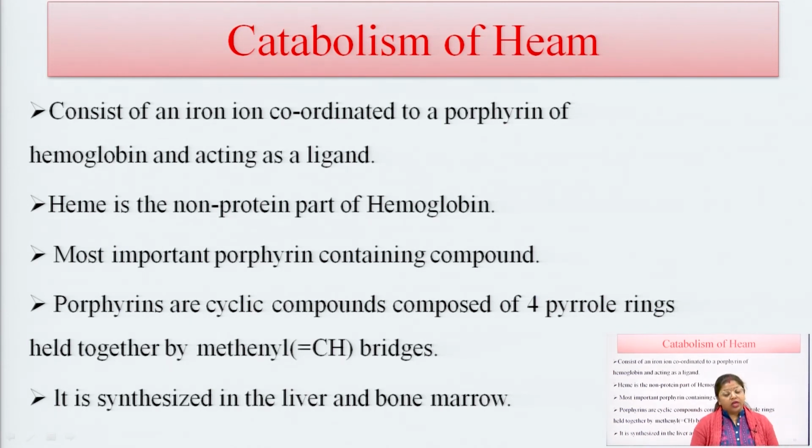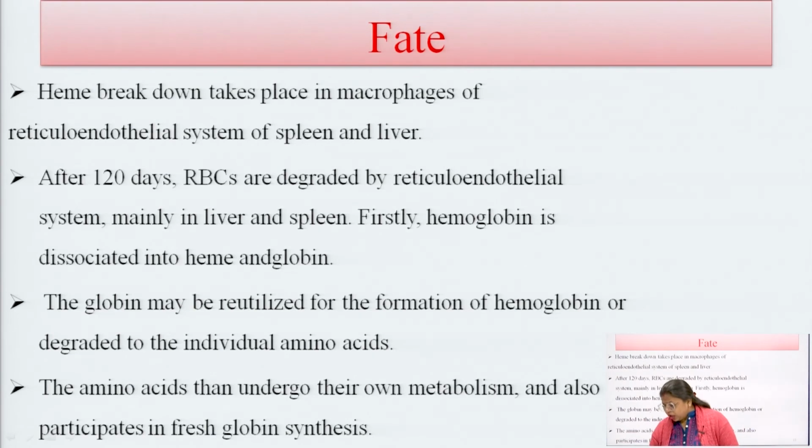Four pyrrole rings are present, held together by methenyl bridges. Heme is synthesized in the liver and bone marrow. Now, how is heme broken down? Heme is broken down in the macrophages of the reticuloendothelial system of the spleen and the liver.